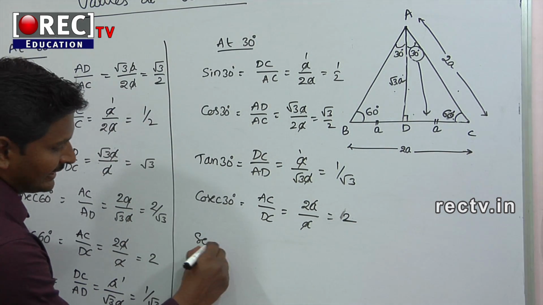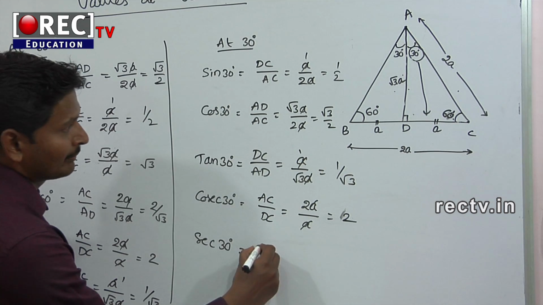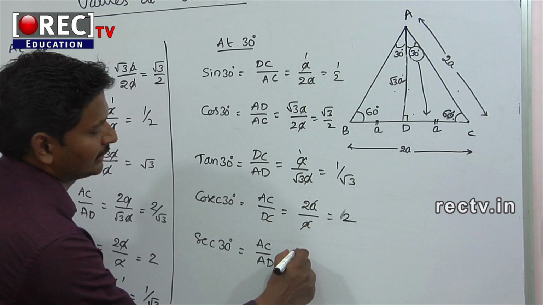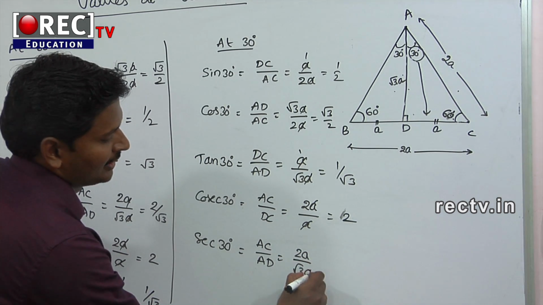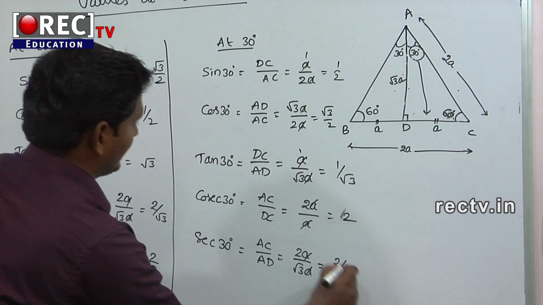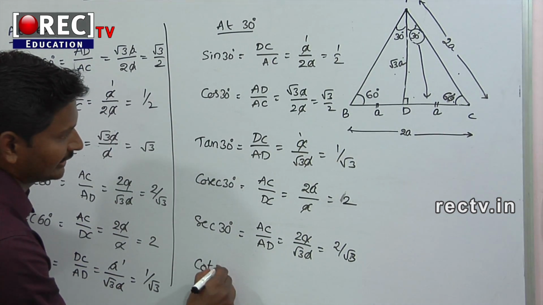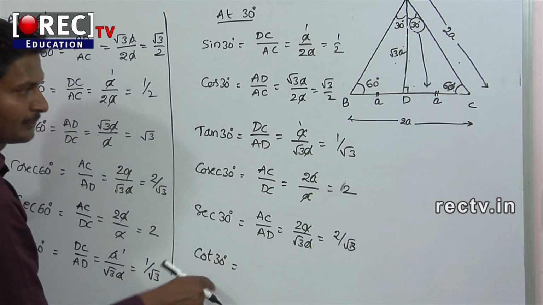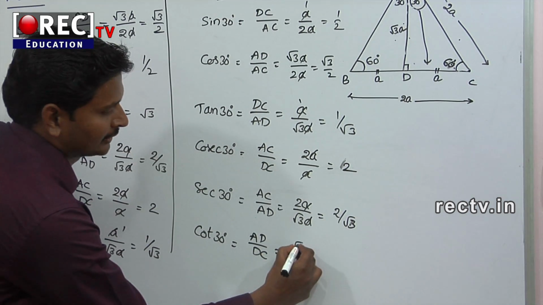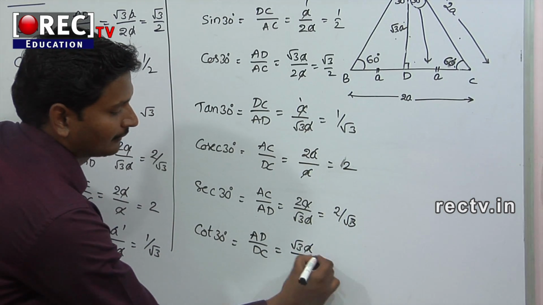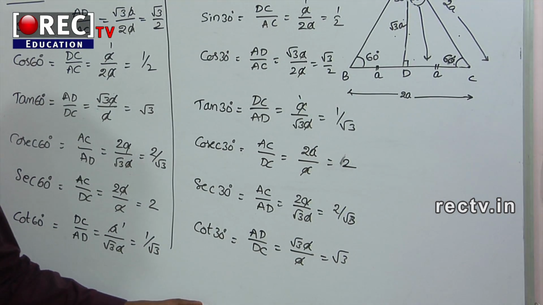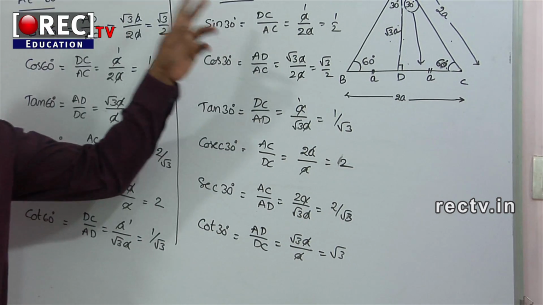And next, secant 30 degrees is equal to 1 by cos 30 degrees. That is AC divided by AD, equal to 2A divided by root 3A. A and A will go, that is equal to 2 by root 3. And next one, cot 30 degrees, the reciprocal of tan 30 degrees. So that is AD divided by DC, equal to root 3A by A. A and A will go, this is equal to root 3. Now we got all the values of trigonometric ratios at 60 degrees and 30 degrees.